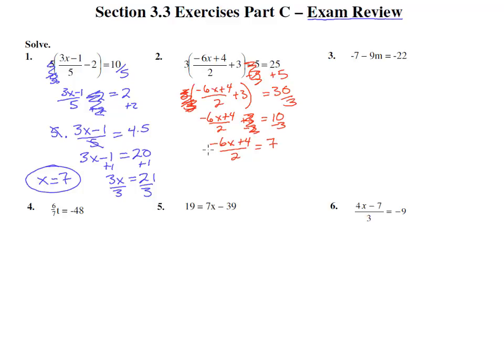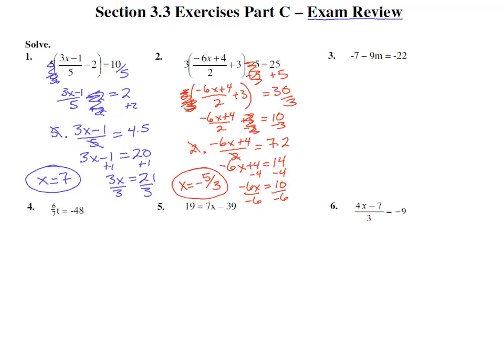How do we undo the divided by 2? Multiplication by 2 is the opposite of that. So we get negative 6x plus 4 equals 7 times 2 is 14. Good. Now we subtract 4 from both sides, and we get negative 6x equals 10. And then divide by a negative 6. And we get x equals 10 over negative 6. That's a negative. You can reduce this down to negative 5/3.